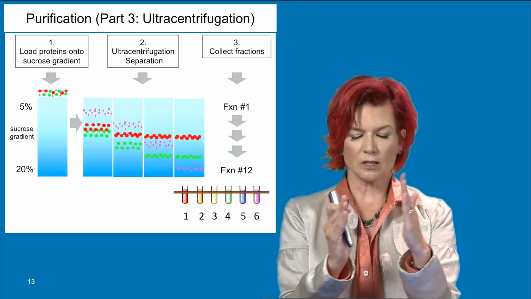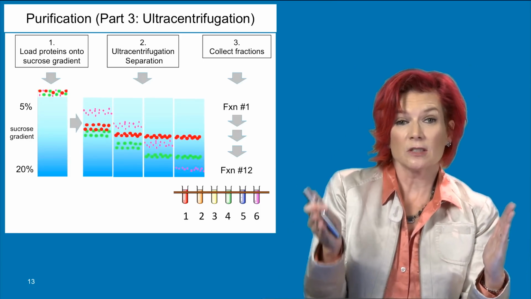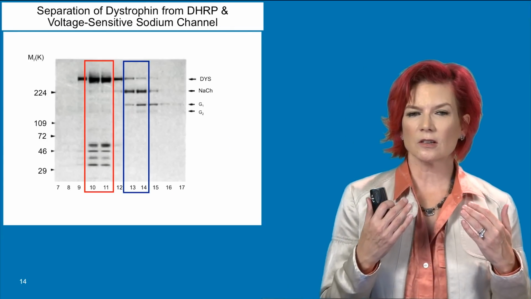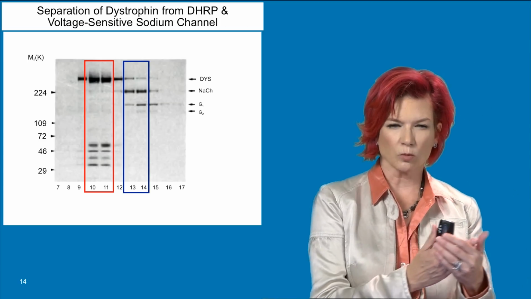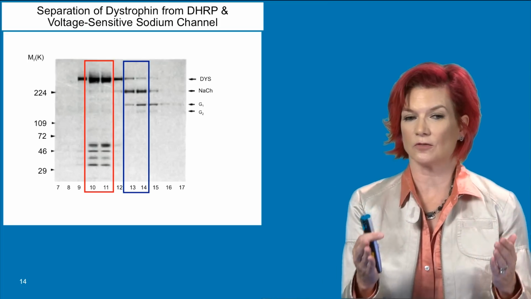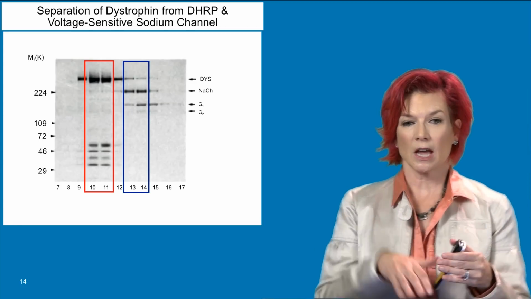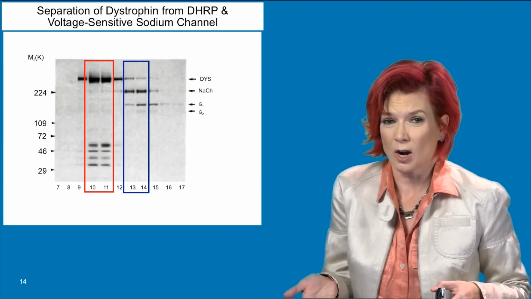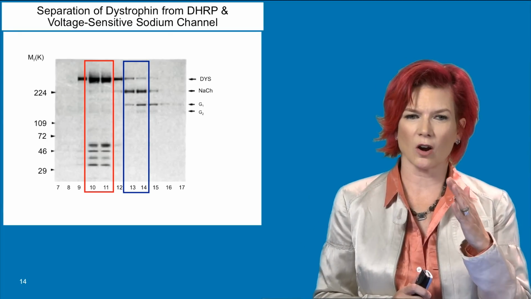Okay, so when we analyze those protein samples, proteins that are found in a complex will migrate in the same fraction. This SDS polyacrylamide gel is stained with Coomassie, and in this particular gel, we're looking at an analysis of all the fractions that are collected from the sucrose gradient centrifugation, such that the lower fractions represent the lower percent sucrose gradient, and the higher fractions represent the bottom of the centrifuge tube, which is the higher percentage of sucrose.